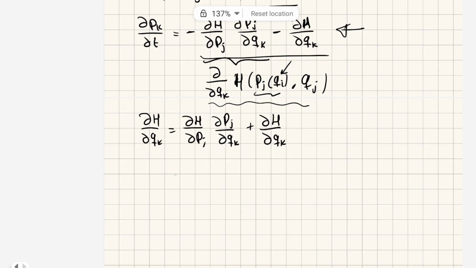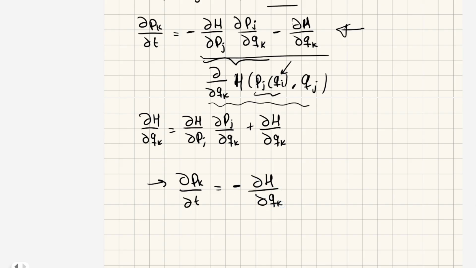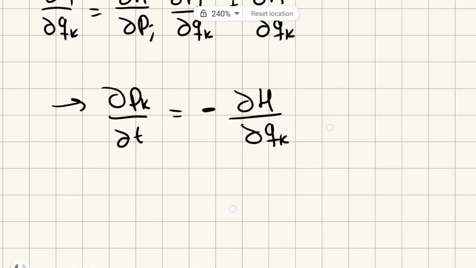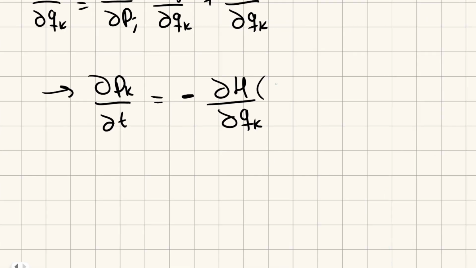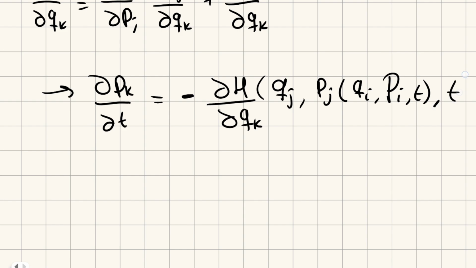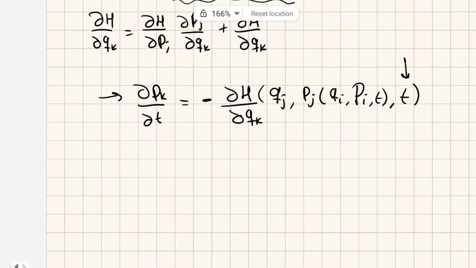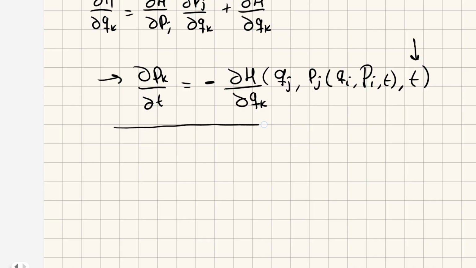So we can say that the derivative of little pk with respect to time is equal to minus the derivative of the Hamiltonian with respect to qk. Here the Hamiltonian depends on qj, pj, which also depends on qi, the capital Pi, and the time. This Hamiltonian also depends on the time. So we have this expression over here. So what does this mean?